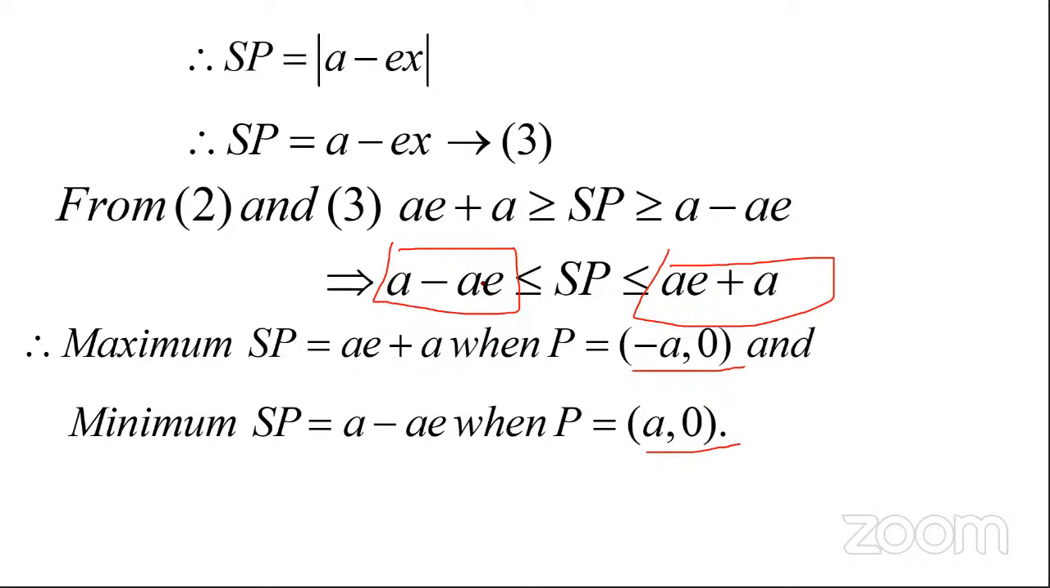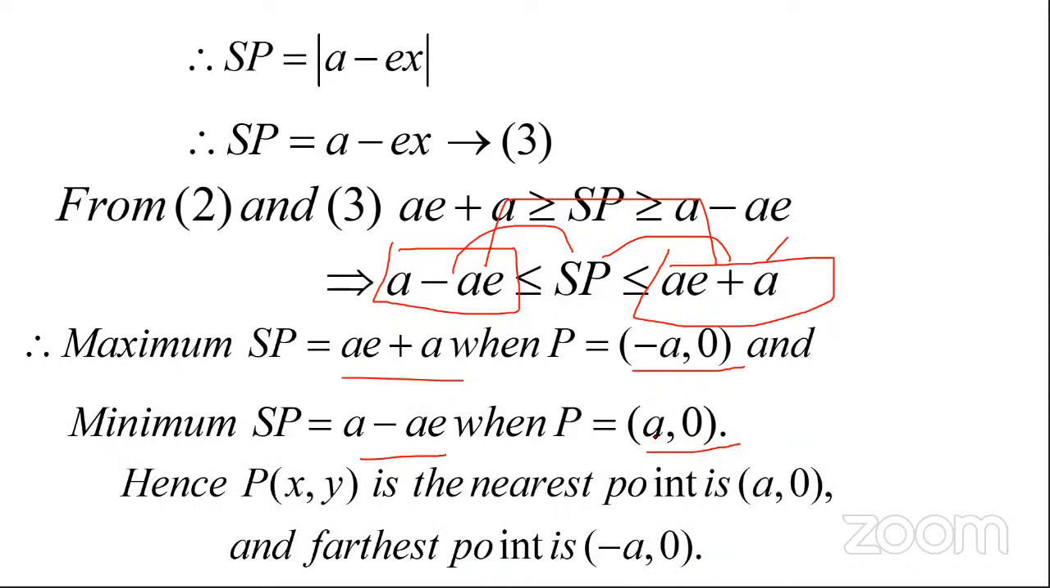So from this one, this is the maximum value, and the minimum value is from this one. This value is greater than this value, and this value is less than this value. That's why I'm writing this is P at minus a comma 0, and this value is P at a comma 0. So I'm concluding that P at a comma 0 is the nearest point to the focus. The nearest point to S is a comma 0 and the farthest point is minus a comma 0.